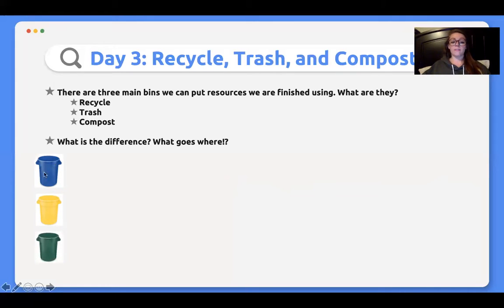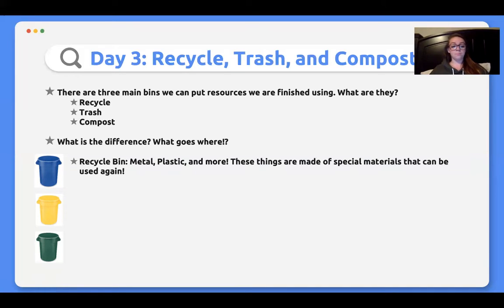All right, so I have three different colored trash cans down here, but they're not all for trash. They're for different things. So recycling is usually sometimes blue, trash cans, and compost bins. So what is the difference? How do we know what goes where? How do we know if a soda can is recyclable? How do we know if a box is recyclable or a milk carton or a juice box? We're going to find out now.